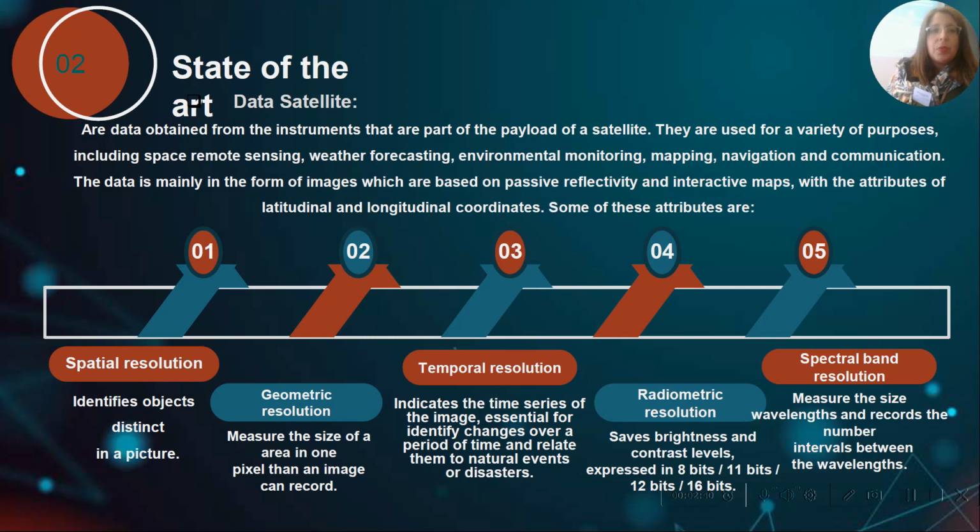Satellite data are the data obtained from the instruments that are part of the payload of satellites. They are used for a variety of purposes, including space remote sensing, weather forecasting, environmental monitoring, mapping, navigation, and communication. The data is mainly in the form of images, which are based on passive reflectivity, and interactive maps with the attributes of latitudinal and longitudinal coordinates. Some of these attributes are spatial resolution, geometric resolution, temporal resolution, radiometric resolution, and spectral band resolution.